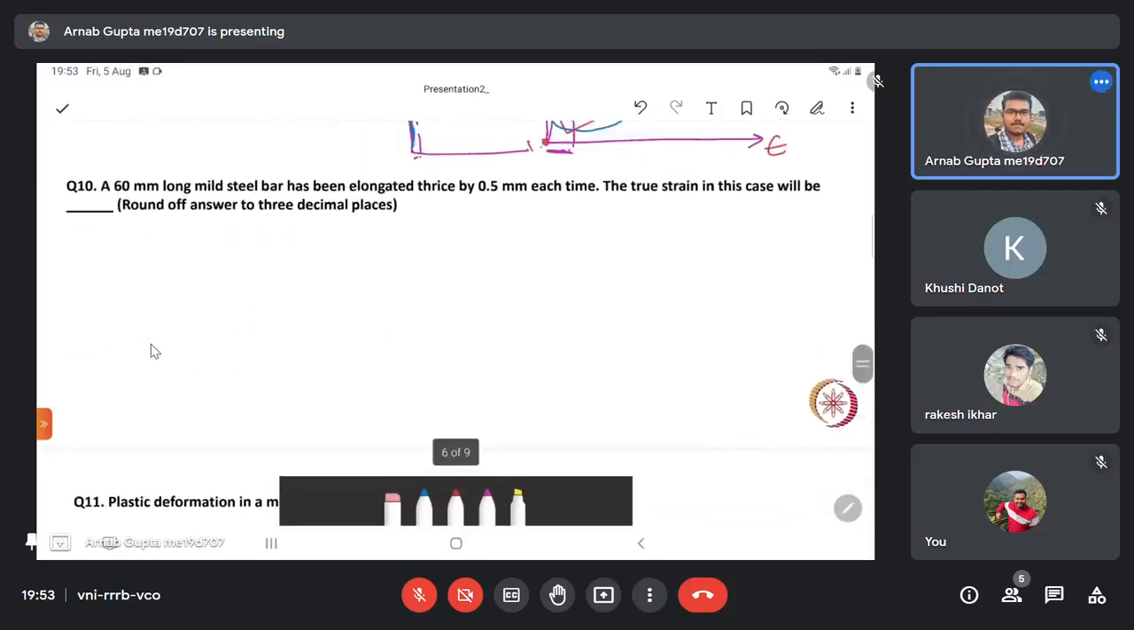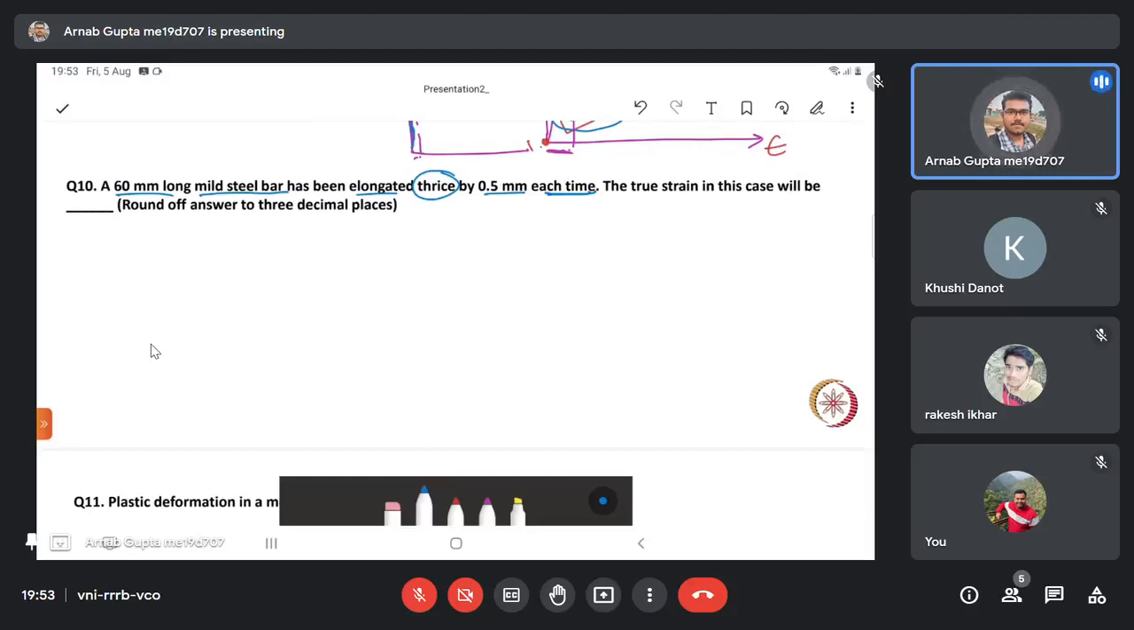So yeah, I think this numerical was already discussed in one of the lecture videos. So just doing a recap here. You have a material which is 60 millimeter long. It's a mild steel bar. It is being elongated thrice by 0.5 mm each time. Then what is the true strain that has been induced into the material?